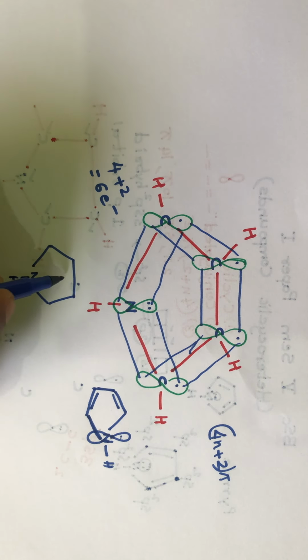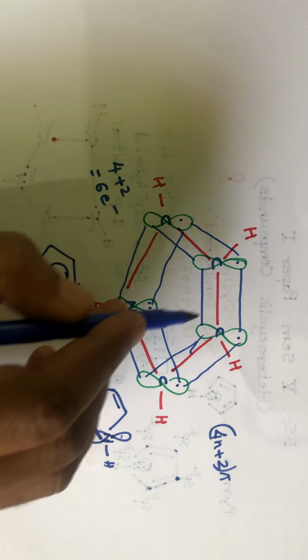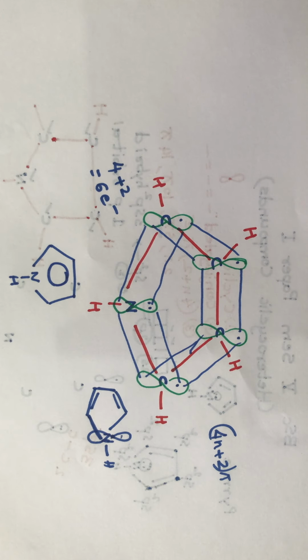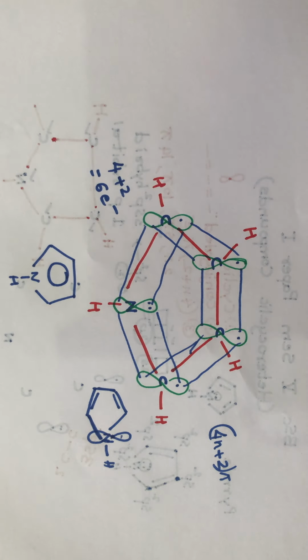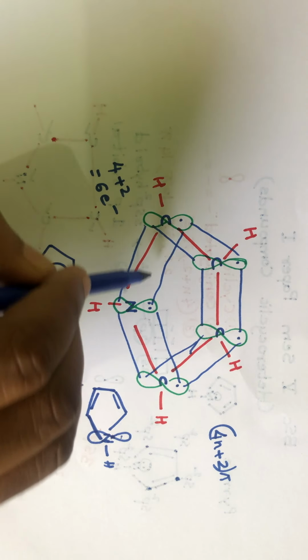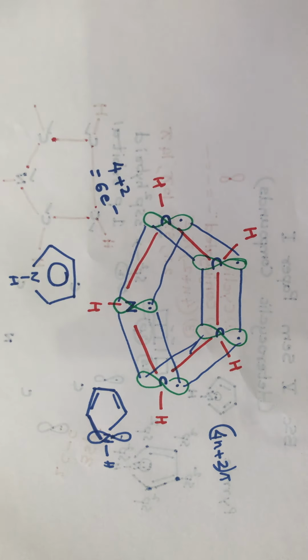NH. So there is delocalization of these 6 electrons. So this is the orbital structure of pyrrole. There is a delocalization of electrons. How many electrons? 6 electrons. All the atoms are involved in delocalization. This imparts an aromatic character to pyrrole. So hence pyrrole is aromatic, and this is the orbital structure.